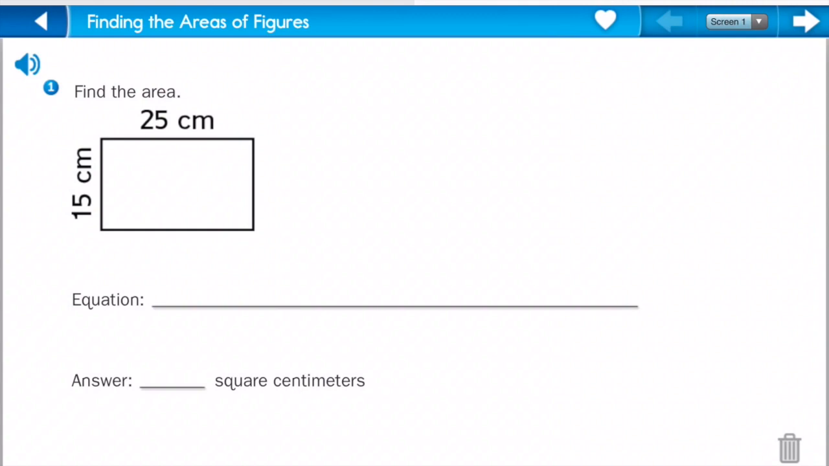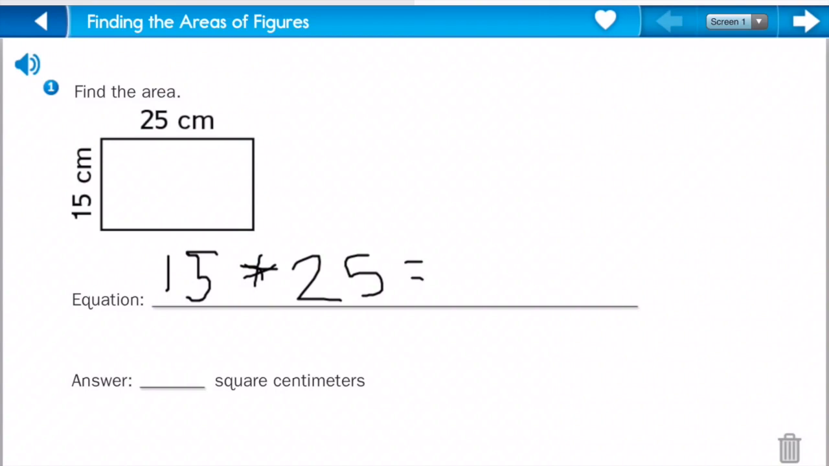So we're going to find the area of this. To find the area of a shape, you need to take two numbers and multiply them together. So we need to take 15 multiplied times 25 to get our number. So let's multiply those out. We can do that using what we learned with our partial products.